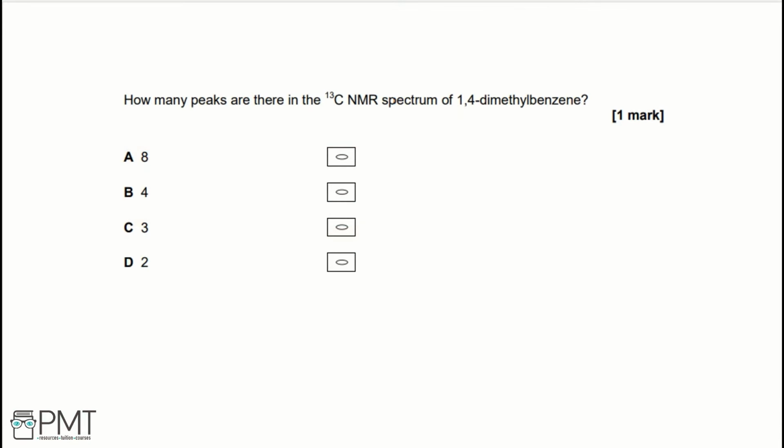How many peaks are there in the carbon-13 NMR spectrum of 1,4-dimethylbenzene? A, 8, B, 4, C, 3, or D, 2? Let's start by drawing 1,4-dimethylbenzene. So that's going to be a benzene ring, which is a 6-carbon ring with a circle in the middle to signify that it's got alternating carbon-carbon double and single bonds. And then we have a methyl group at carbon number 1 and carbon number 4.